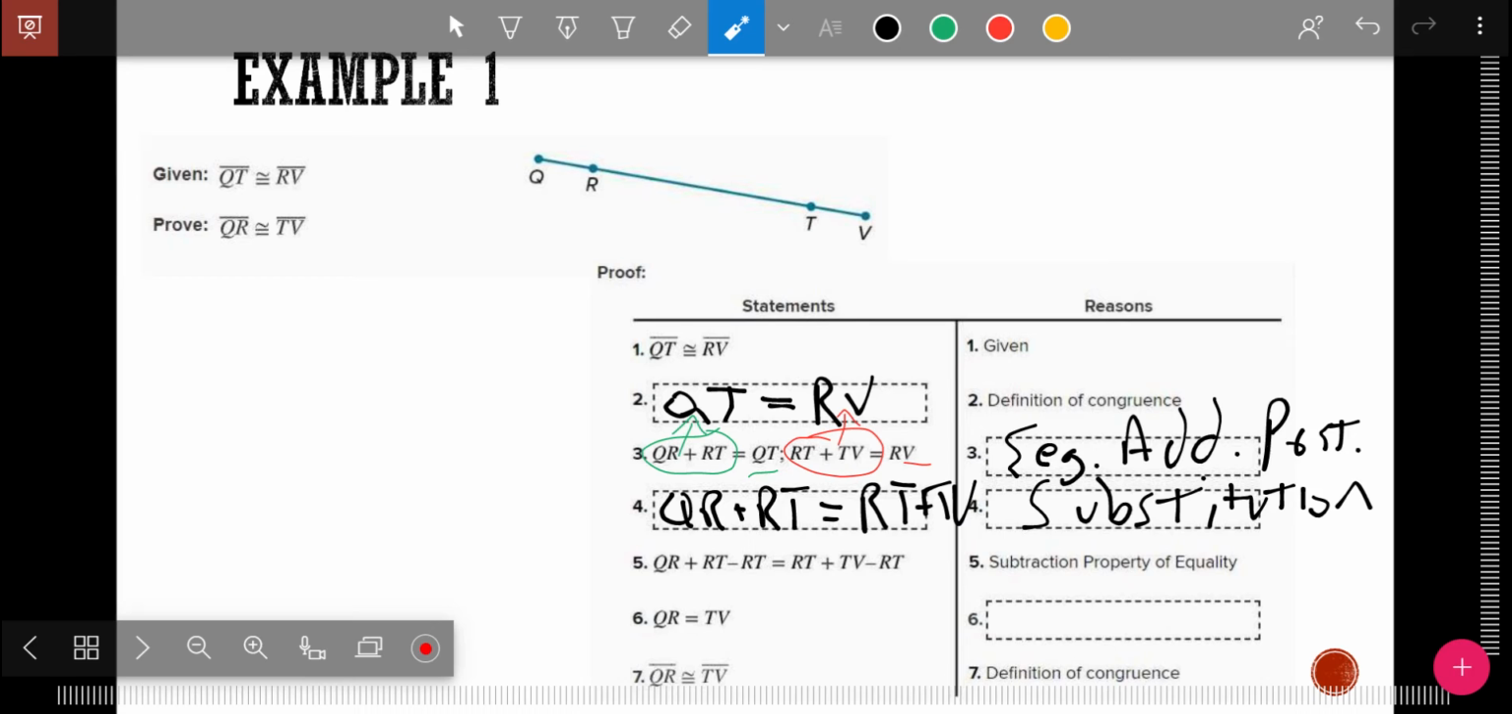Now, for the next step, they show you the work. They show you they're going to minus RT from both sides, and they call it the subtraction property. Anytime I do something to both sides, it is that property. And then they just do the work. RT minus RT cancels out, so it's just QR left. RT minus RT cancels out, so it's just TV left. When I do the work, that, remember, is called simplify. And then if they're equal, that means they're congruent by the definition of congruence.